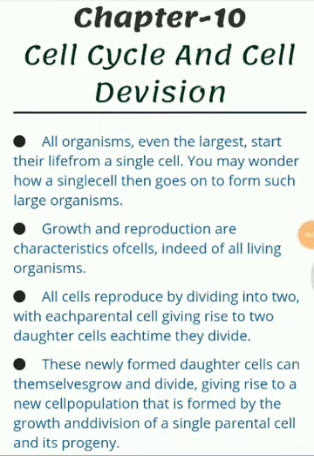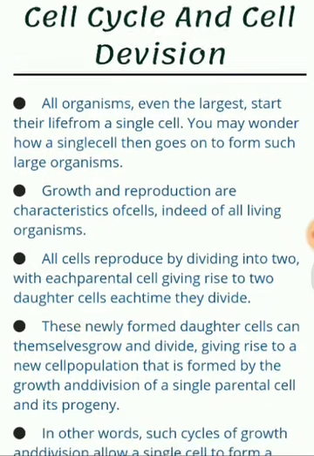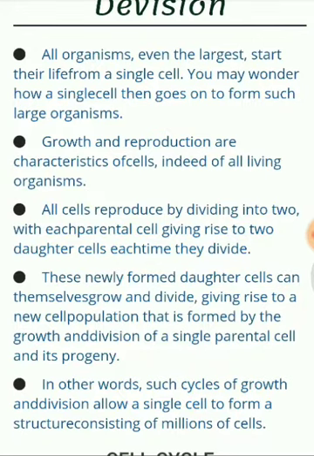Chapter 10: Cell Cycle and Cell Division. All organisms, even the largest, start their life from a single cell. You may wonder how a single cell goes on to form such large organisms. Growth and reproduction are characteristics of cells, indeed of all living organisms.